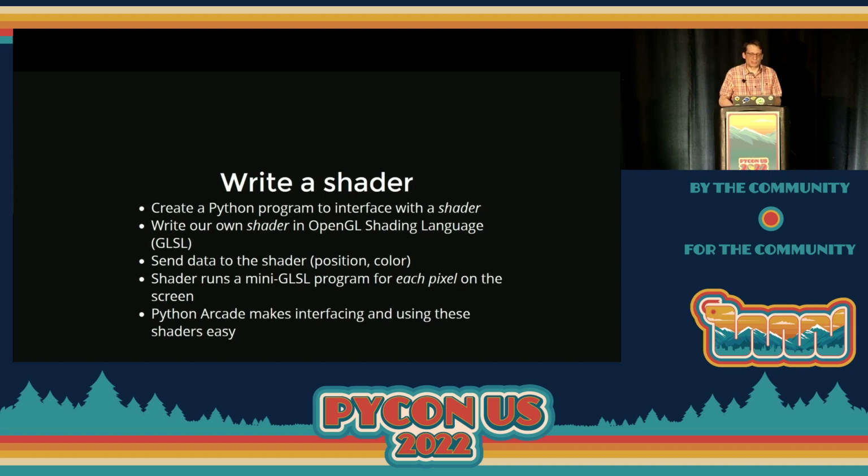We can send the position, the color of our items, and then the shader can take over and do a little mini GLSL, OpenGL shading language, GLSL for short, and it will run that, in our case, for the example we'll do here, for every single pixel on the screen. So if you have an 800 by 600 screen, it'll run it about 500,000 times, and for each frame, about 28, 29 million times per second, which seems like a lot, and it is, but that's what the graphics card does really well. The other thing is the Python Arcade library makes it really easy to create and run shaders.